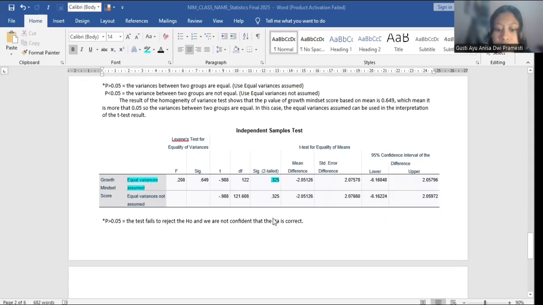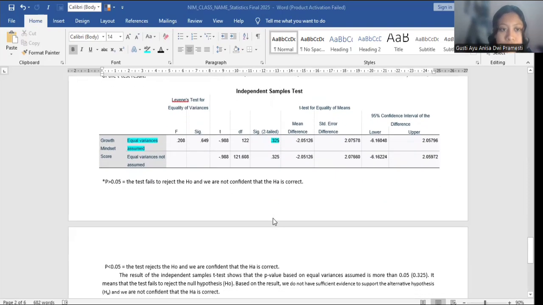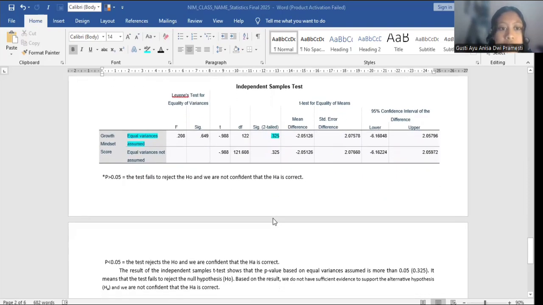Now we will test the hypothesis by using the t-test. We look at the equal variance assumed row. If the p-value is more than 0.05, the test fails to reject the H0, and we are not confident that the HA is correct. If the p-value is less than 0.05, the test rejects the H0, and we are confident that the HA is correct.